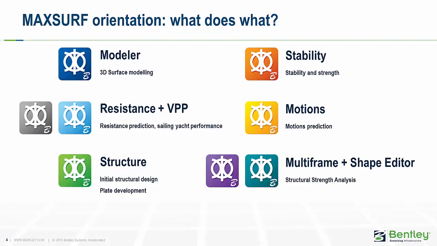Resistance is used to estimate the calm water drag of the hull using a range of regression-based resistance formula applicable to a variety of monohull vessel types, as well as a numerical method which can be applied to multi-hull vessels. A companion application, VPP, is used to estimate the performance of sailing monohulls.